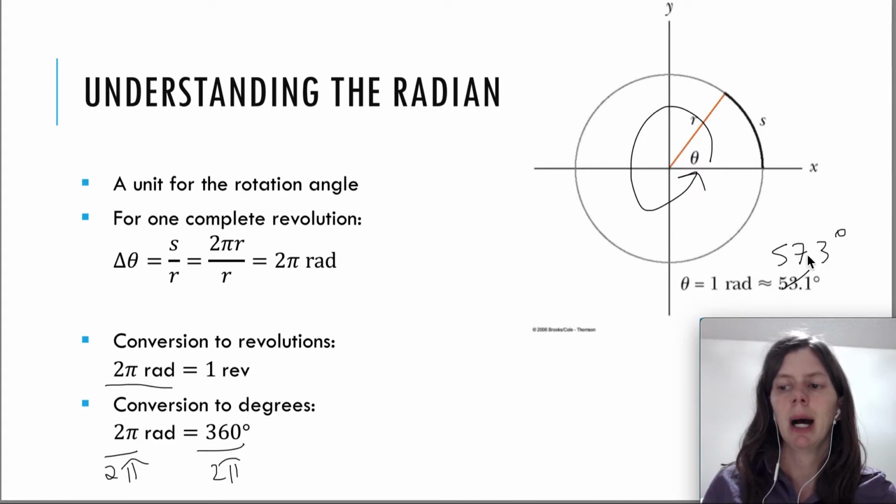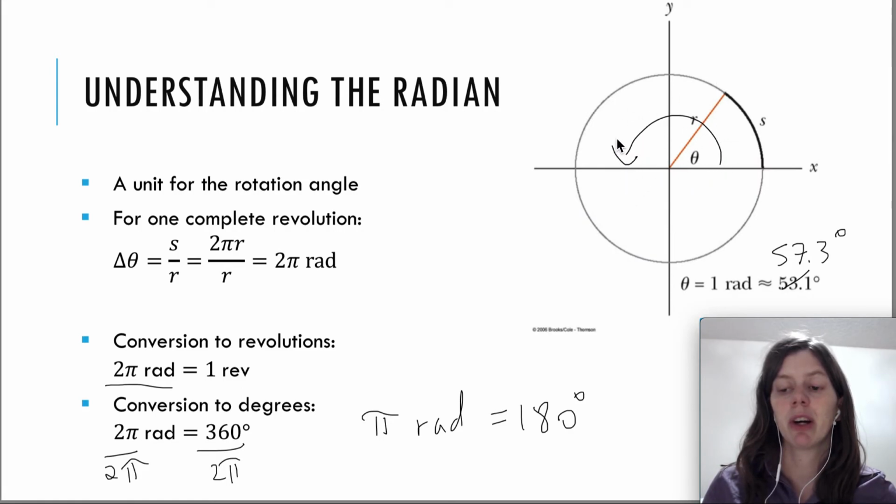57.3 degrees. I don't usually use this conversion here because I don't remember it, but I always remember that either 2 pi radians is 360 degrees, or even that pi radians is 180 degrees. If you do half a revolution from here to here, that's half a revolution. Well, that's 180 degrees, and I just use that as my conversion factor.